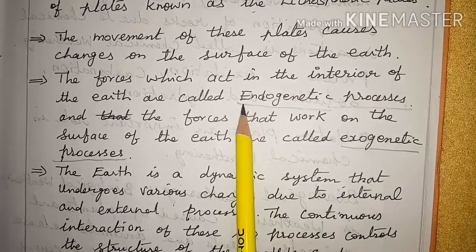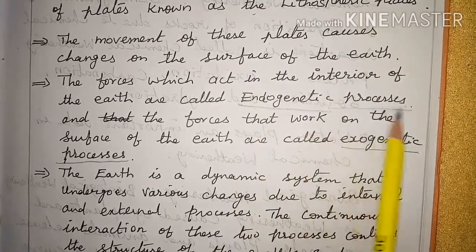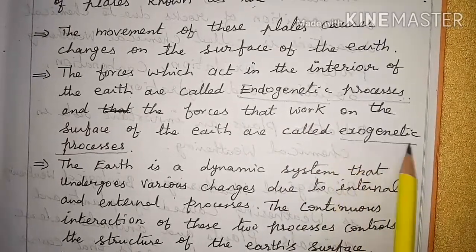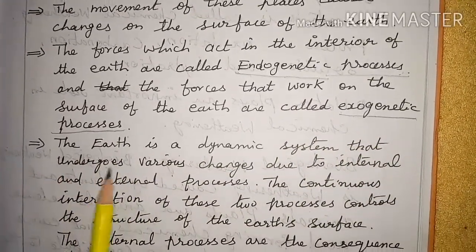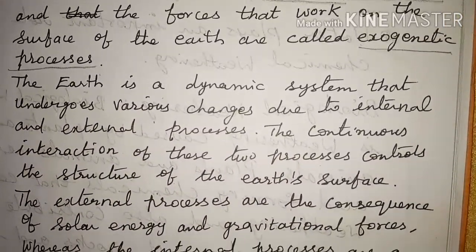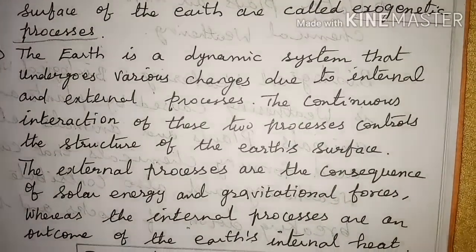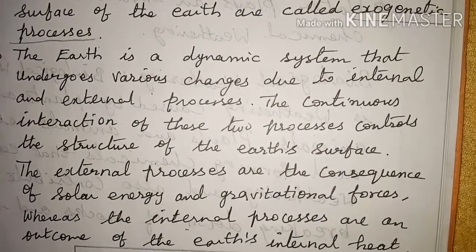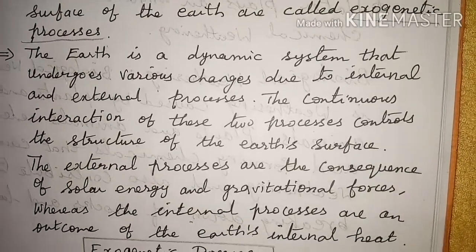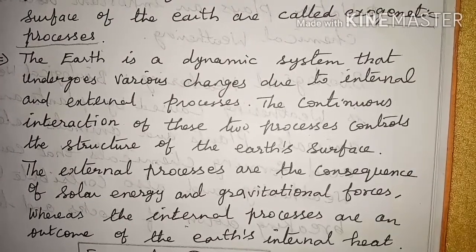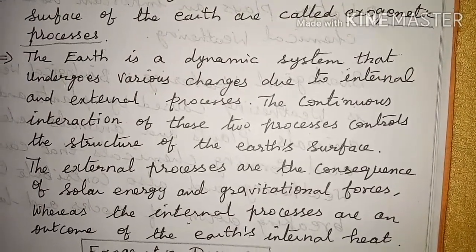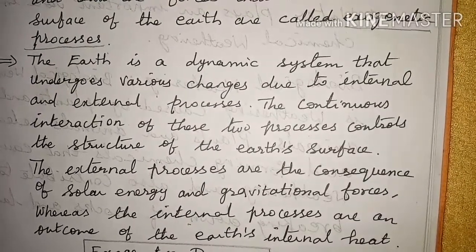In the previous chapter you have learnt about the endogenetic processes, and in this chapter we will learn about the exogenetic processes. The earth is a dynamic system that undergoes various changes due to internal and external processes. The continuous interaction of these two processes controls the structure of the earth's surface.